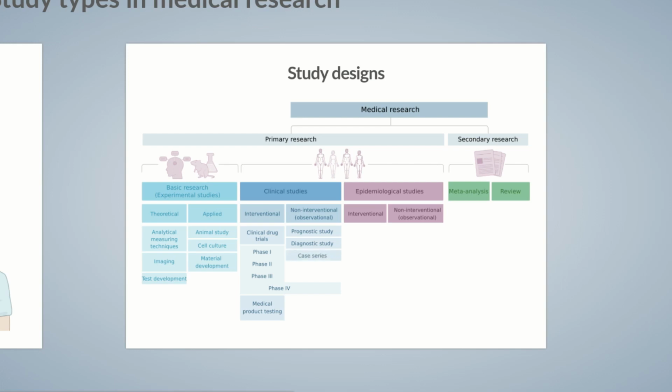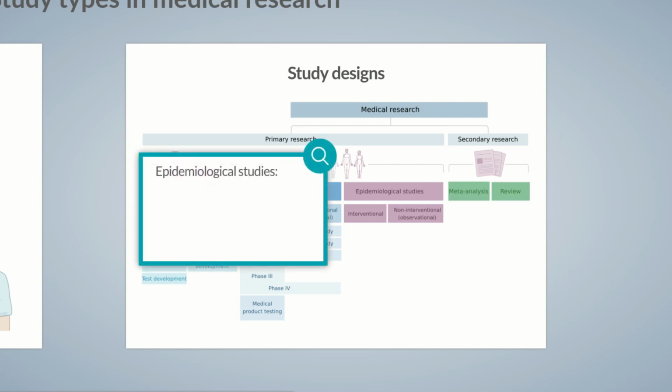In case series, several similar patient cases with similar conditions are observed. However, there is no control group for comparison. Here's an example. After the discovery of HIV, 1,000 patients were followed for common complications as part of a case series. Now, on to epidemiological studies.